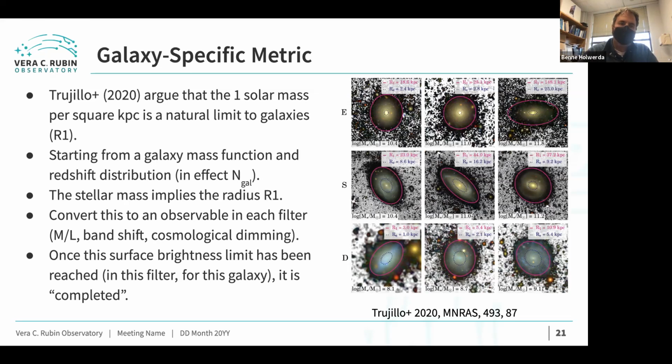Let's say you have a stellar mass that you put into your cadence simulation. You know what mass that galaxy is at what redshifts. You convert this to this R1 radius. You then convert that using the mass-to-light ratio, the band shift from redshift, the cosmological dimming from the distance, and the dust extinction from the Milky Way. And so you convert that to an observable in each filter. At some point, your cadence has hit the completeness, this R1. So we know all we need to know, or all we're really realistically going to get on this galaxy at a certain point.